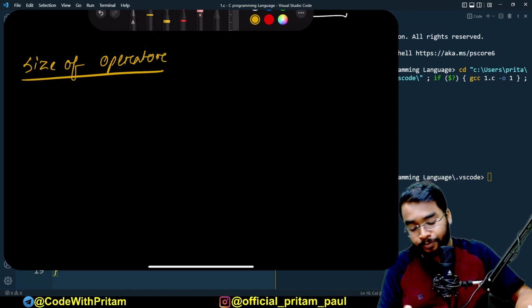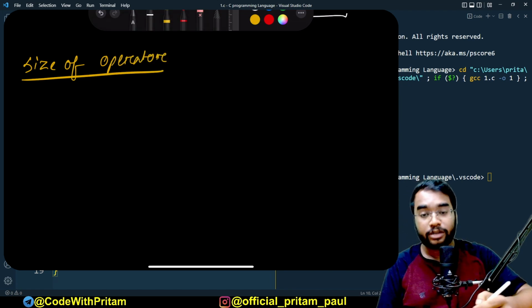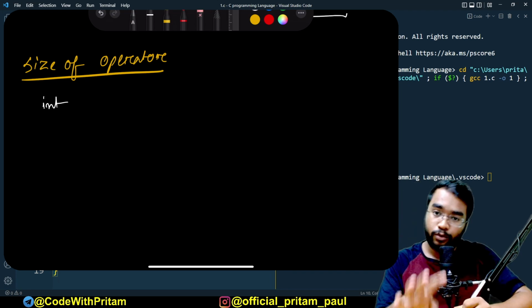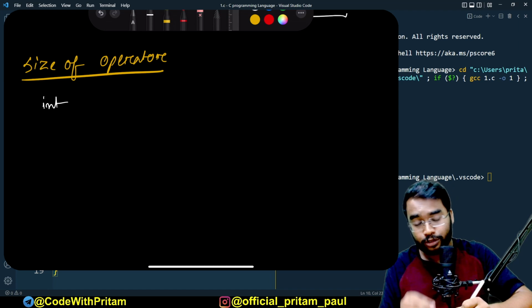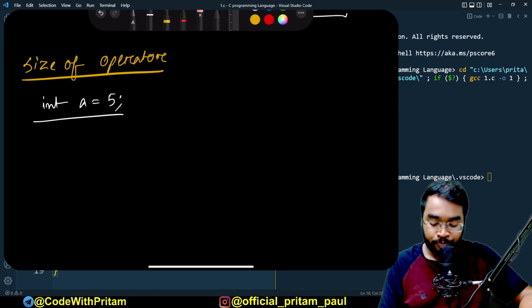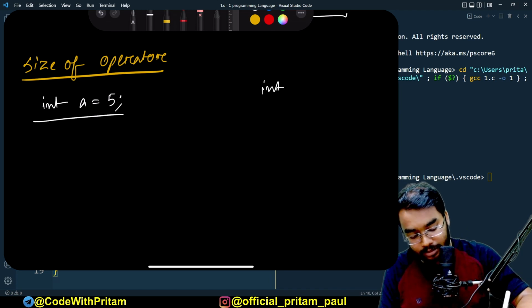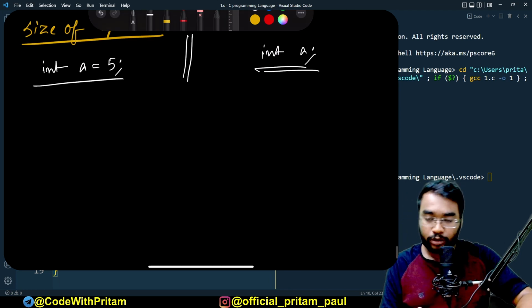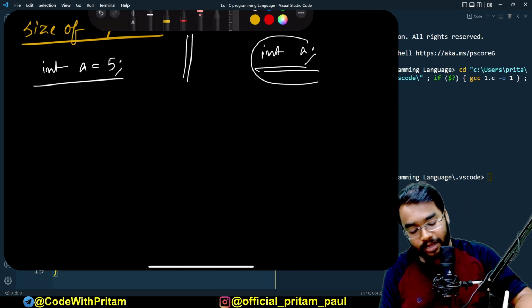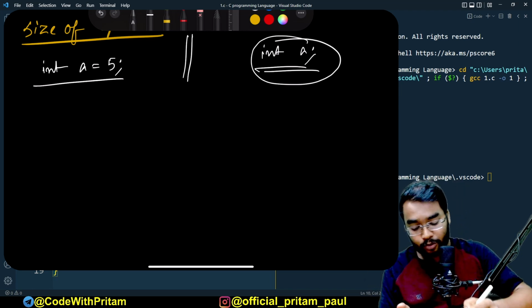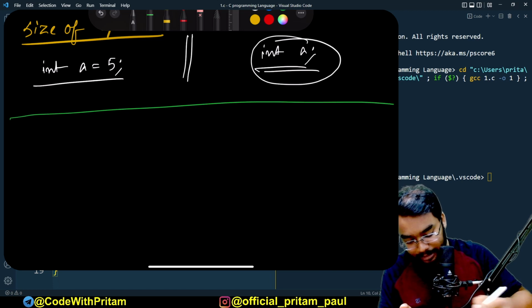Before starting with the sizeof operator, we need to understand what exactly size is. As we all know, and if you don't know, then you should definitely watch this very carefully. Integer a equal to 5, for example this, and another one is integer a. There are two differences here. Both of them are declarations. So when any variable has been declared in C, in the memory it is like this.